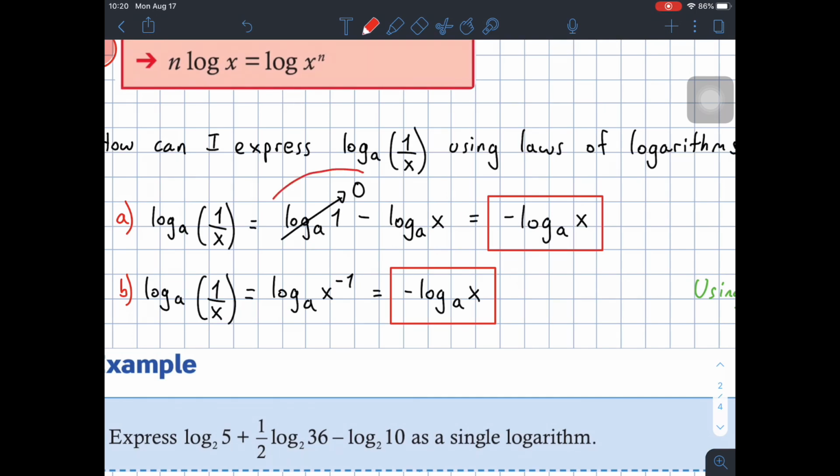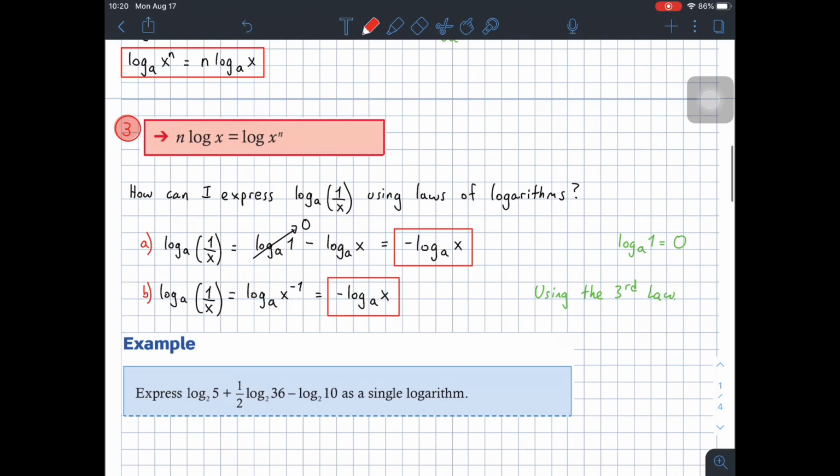And if you remember from properties of logarithms, whenever I have 1 as an argument, the logarithm is always 0, right? Here you have log base a of 1 is always equal to 0. Whenever the argument is 1, then the logarithm is equal to 0. So I can take this out, and we're just going to stay with negative logarithm base a of x, and that will be the result, okay?